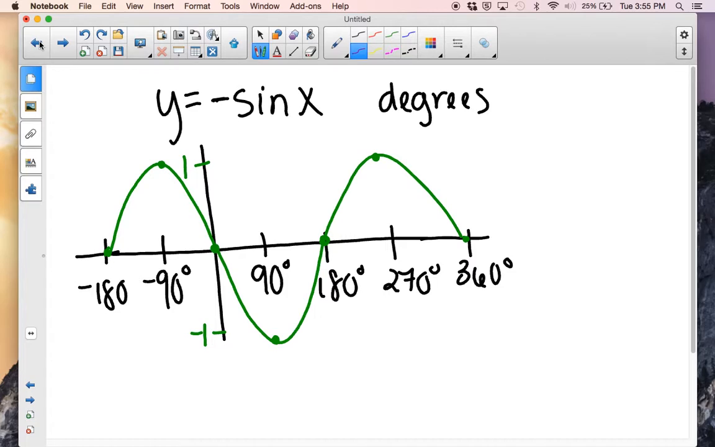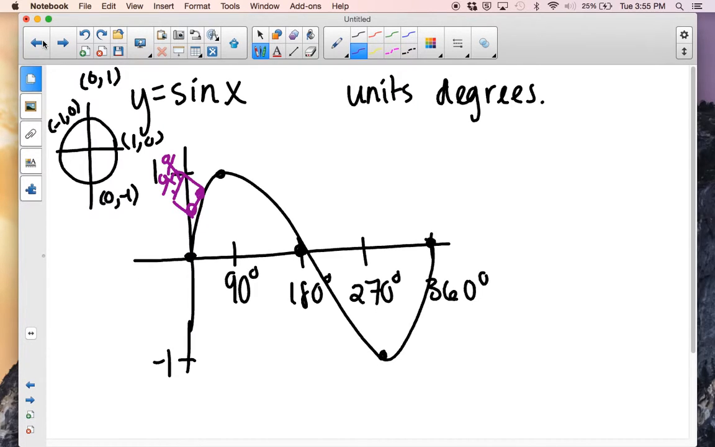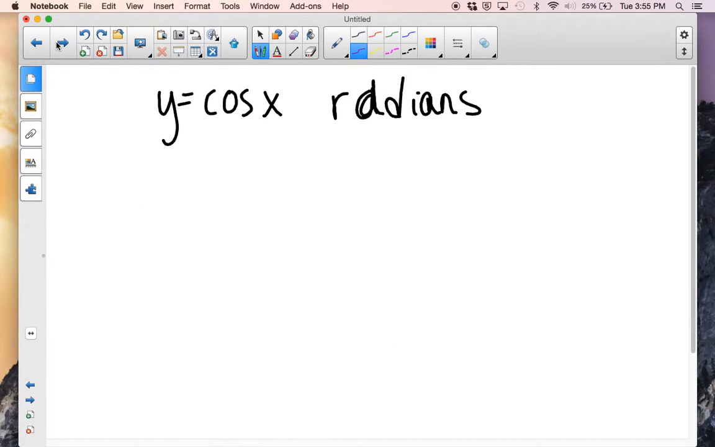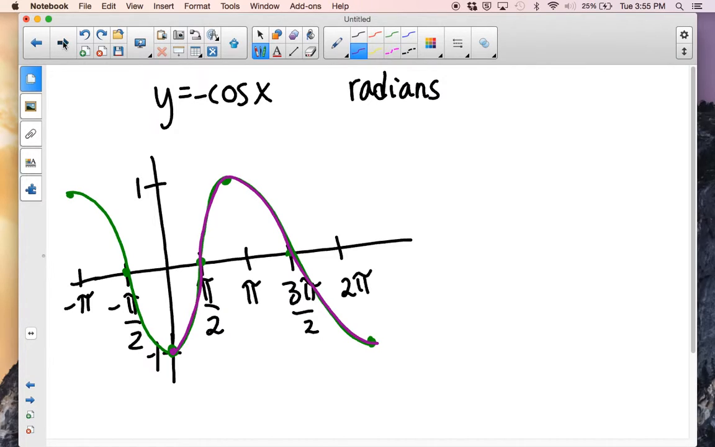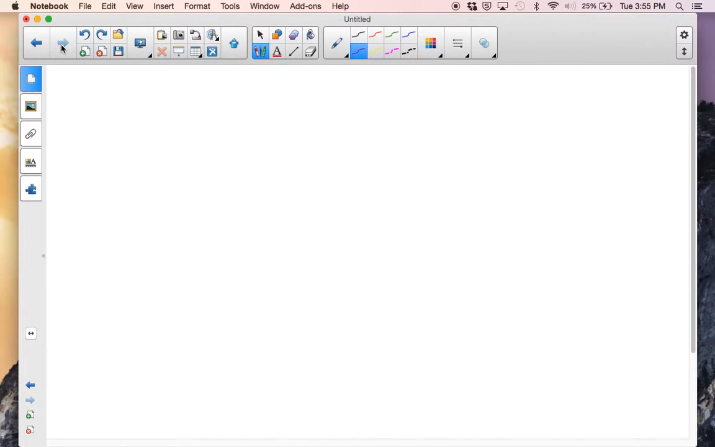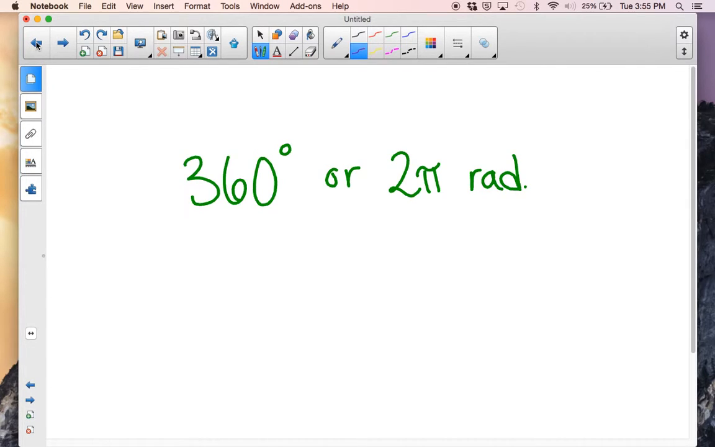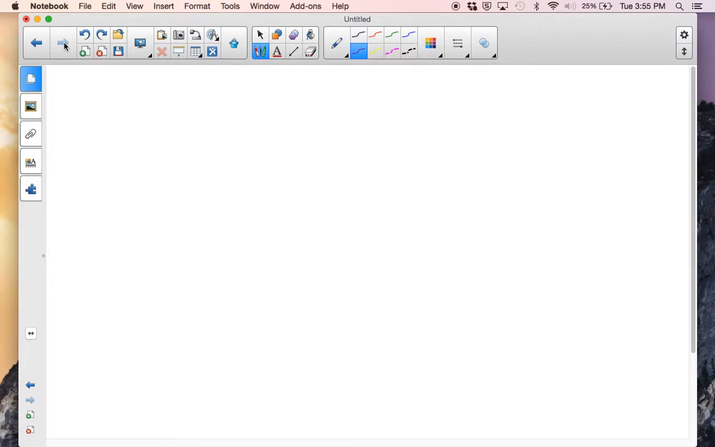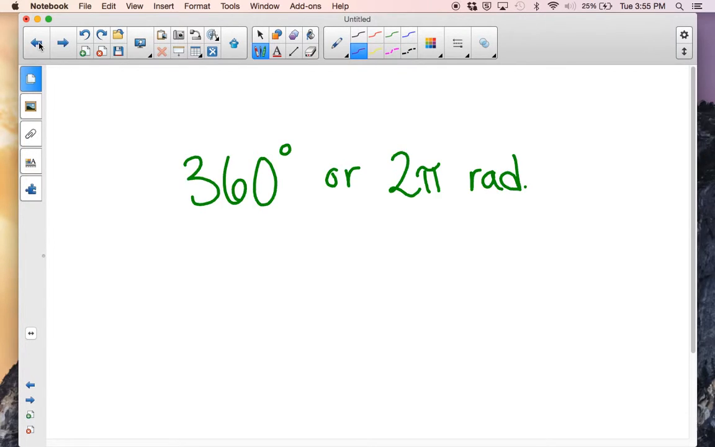Same thing for sine. Sine, start at 0, up to the top, middle, down to the bottom, back to the middle, one full cycle, 360 degrees. Okay, so what is the period? Everybody, shout it out. I know some of you guys aren't shouting. What is the period of sine and cosine? 360 or 2 pi radians. Say it again. What is the period? 360 or 2 pi radians.